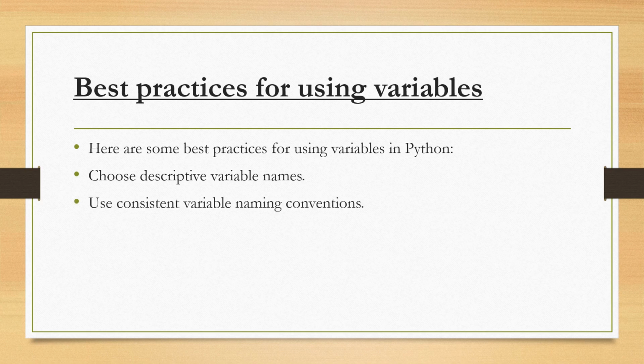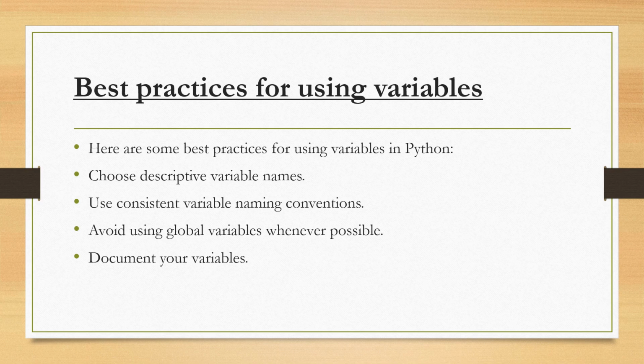Now, use a consistent variable naming convention, like you can use characters or underscore. You cannot use numbers for starting the variable names. Avoid using global variables whenever possible, because it is for security. If you change that variable, then it can change for the full program. Now, document your variables. So you have to document your variables. This is also an important, good practice.